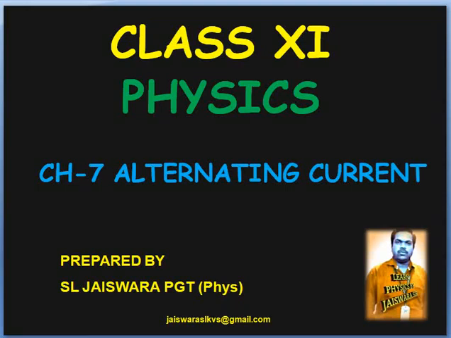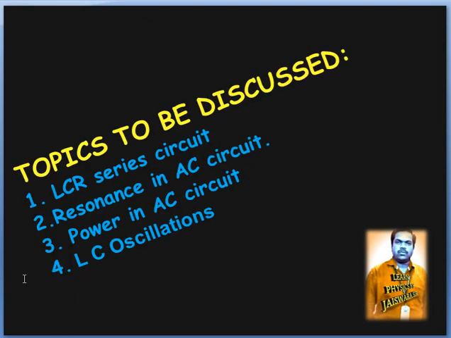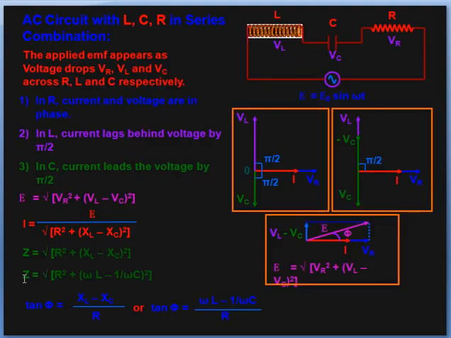Very good morning, children. Today we'll discuss the next topic of alternating current. The topics are: number 1, LCR series circuit; number 2, resonance in AC circuit; power in AC circuit; and then LC oscillation. See, AC circuit with LCR in series combination.